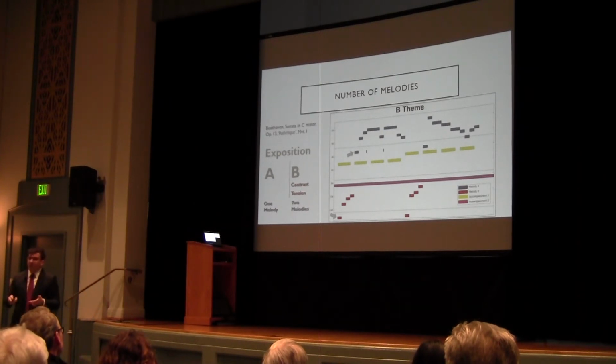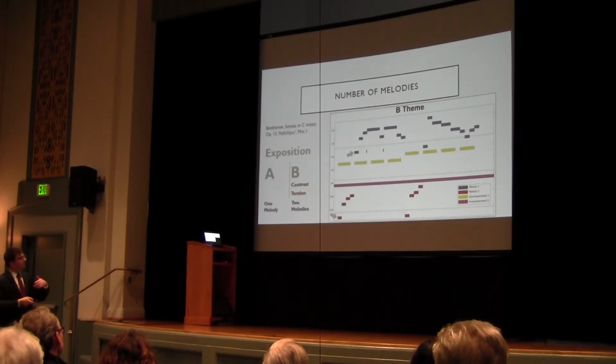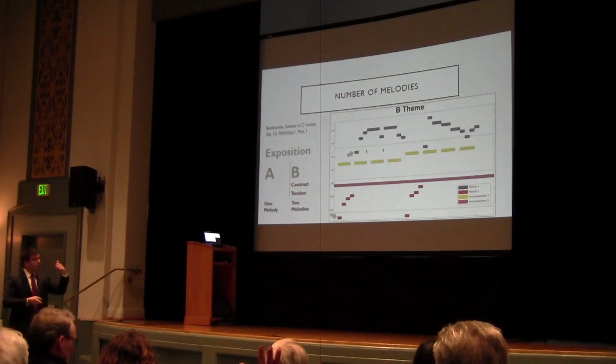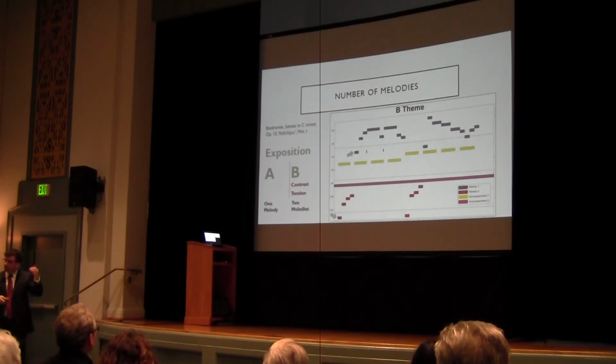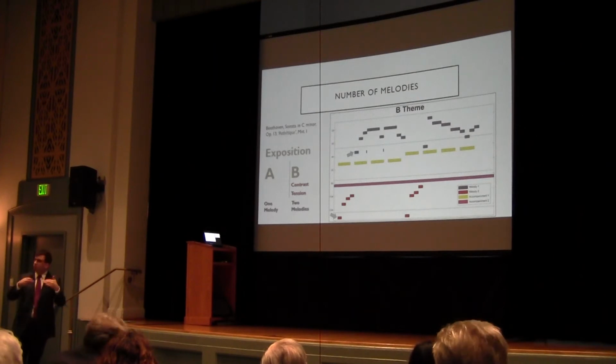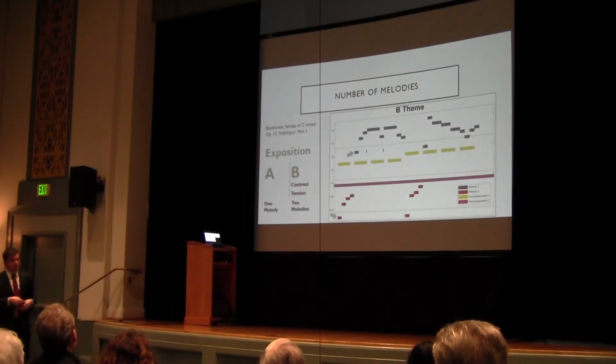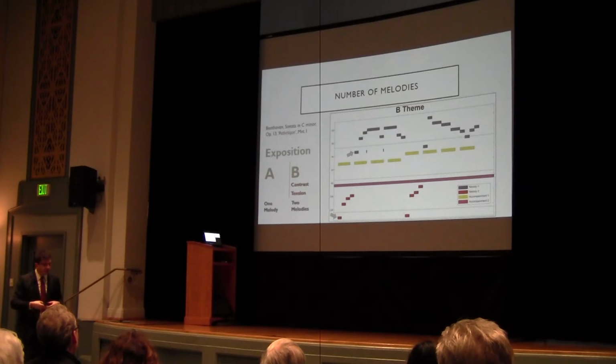But how does this happen? Why is it that we hear the one line in the first theme, the two lines in the second theme as melodies, and we don't hear the other lines as melodies? What is it about them that makes them stand out, and the other ones are sort of in the background?